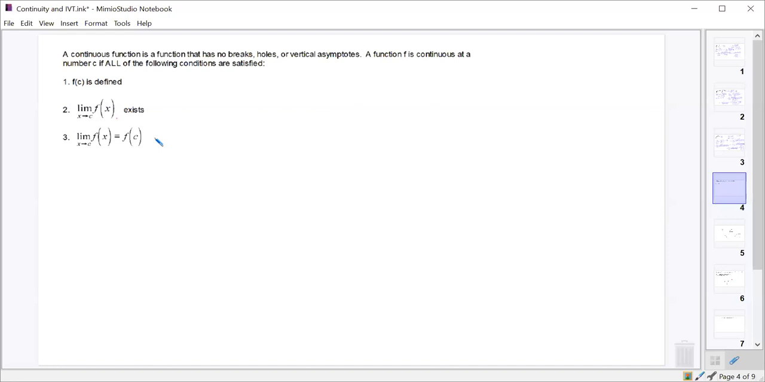Isn't it like a sharp point or something? Like an absolute value? Like a corner? No, those are still continuous at those points. Isn't it a jump discontinuity? It is, it's a jump discontinuity.